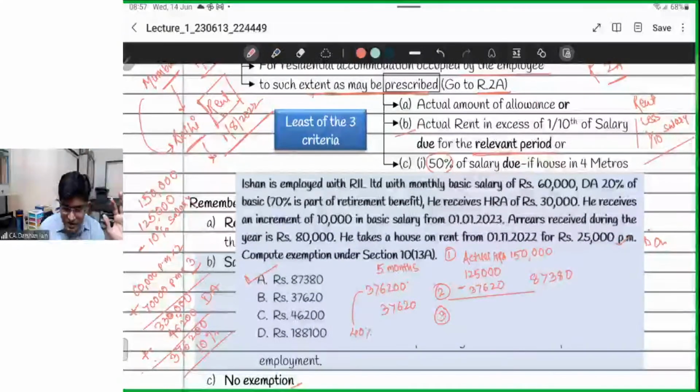and third is 40% of this amount, 3,76,200, which amounts to 1,50,480. Least of the three is 87,380, which is exempt. Well, let's move, therefore. Now I hope it's clear.